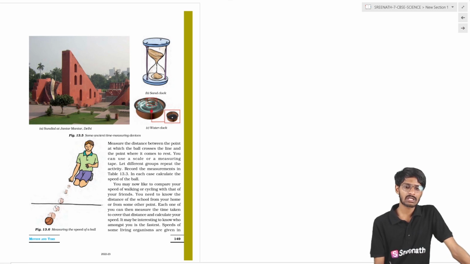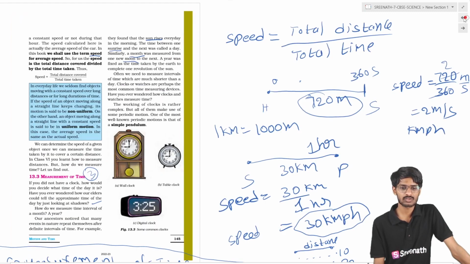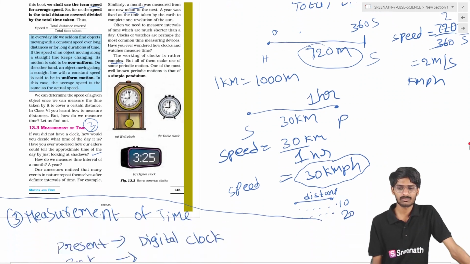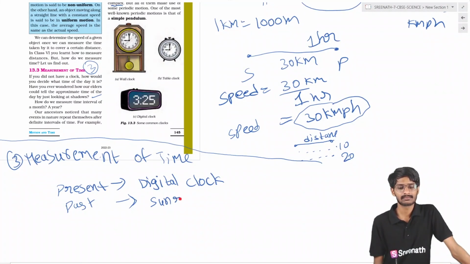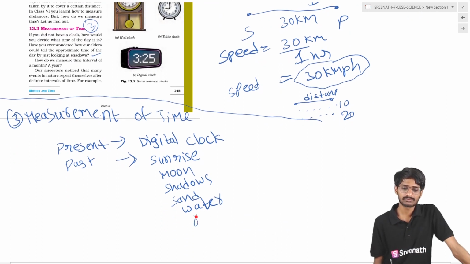Yeah, there are sand clocks, water clocks, and they have used pendulum clocks also to measure time. So the working of clocks is rather complex. Those are the things they have used. What are those? By seeing sunrise, sunset, by seeing the moon, and by seeing the shadows of the moon and sun. After that, by sand clocks, water clocks, by pendulum. So this is the upgradation process, students.